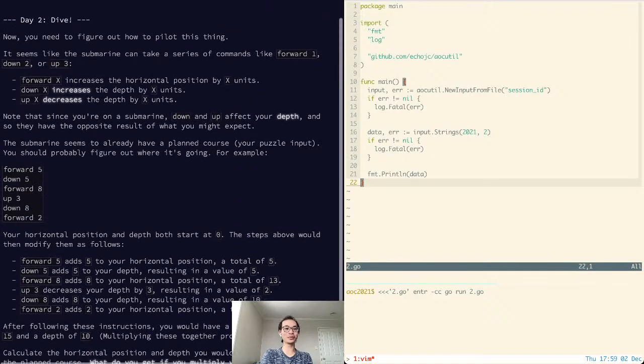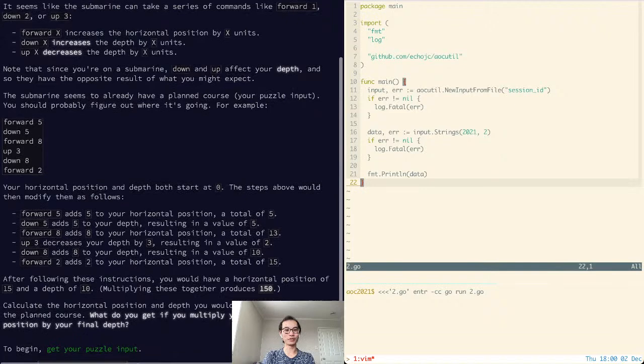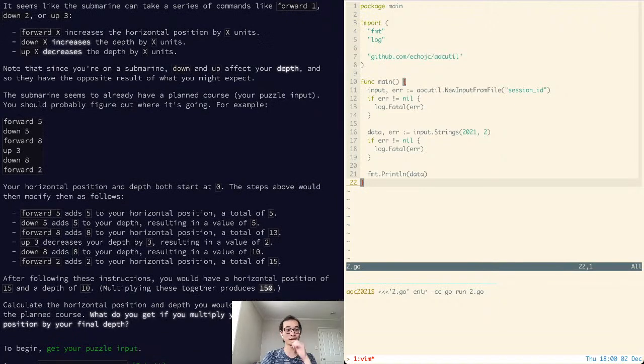So, day 2, Dive. Now you need to figure out how to pilot this thing. It seems like the submarine can take a series of commands, like forward 1, down 2, up 3, and so on. I love these sorts of puzzles. Forward, up, and down. Okay, so 3D space. Note that since you're on a submarine, down and up affect your depth, so they have the opposite result of what you might expect. Right, up is negative.